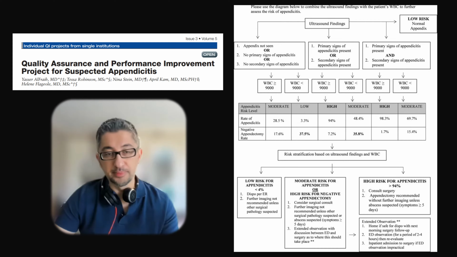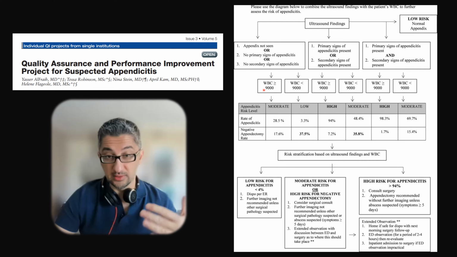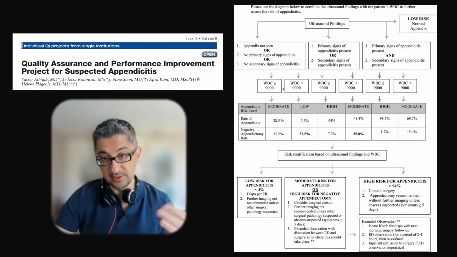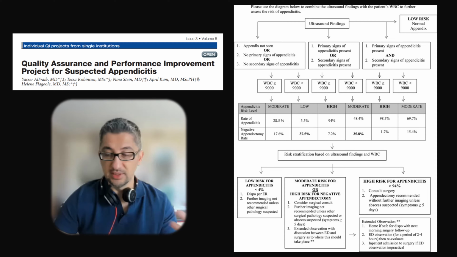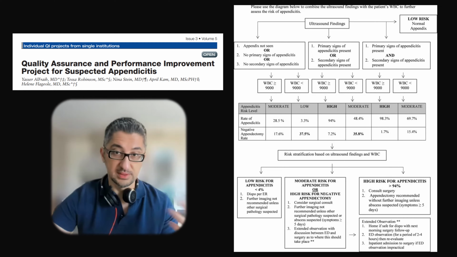Many approaches are available, and this is the one we are using at our hospital. We developed this as a quality improvement project. We implemented the white blood cell count into the algorithm, and based on the ultrasound findings, white blood cell count, and clinical findings, we do a risk stratification, and the general approach is based on this risk stratification, as you can see here.